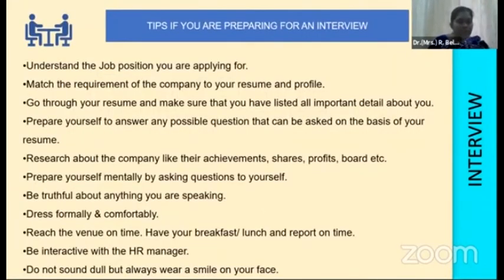Okay, very quickly, I'm going to go through this. Tips if you are preparing for an interview. Understand the job position you are applying for. How do you understand? The day before itself, go to the website and learn about the company and what are the various positions they offer and all that. Sit and listen to the PPT properly. This is what I said, I'll tell you a little later. Sit and listen to the PPT properly.